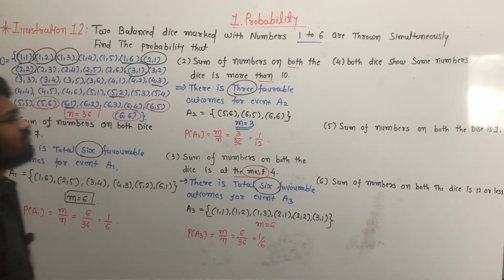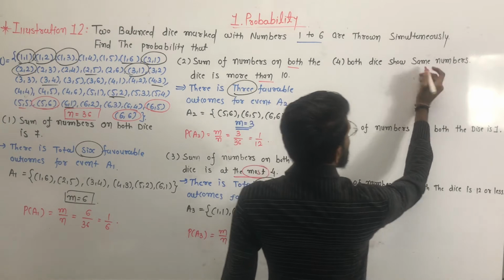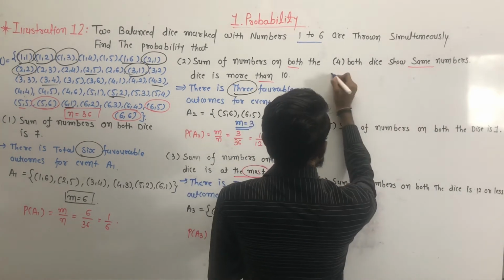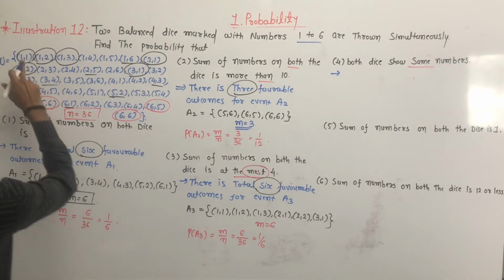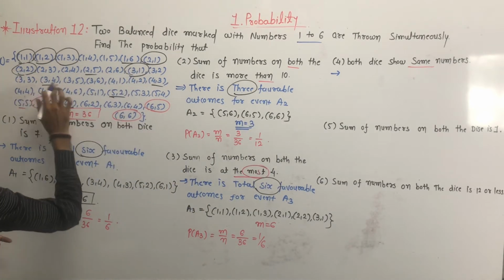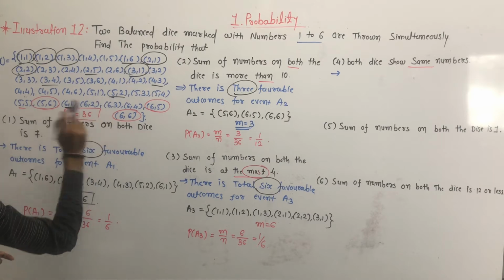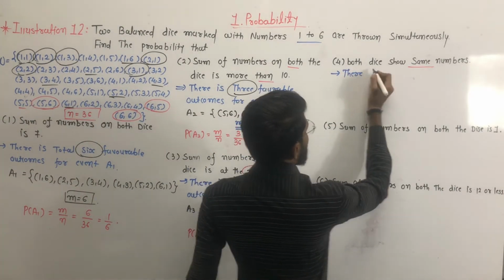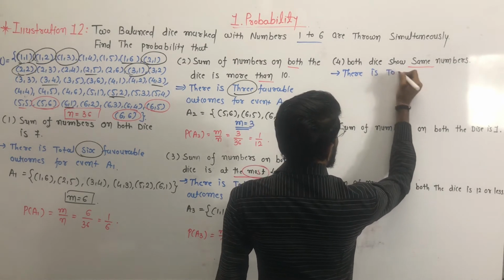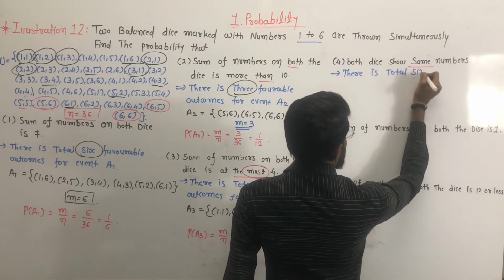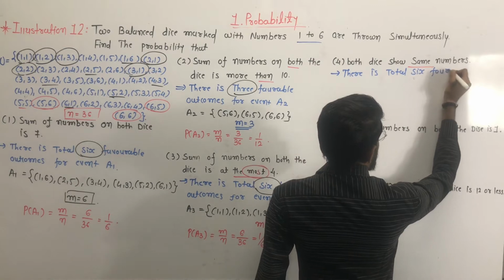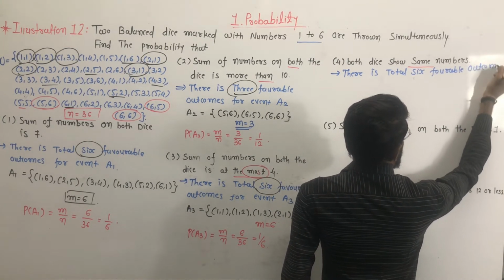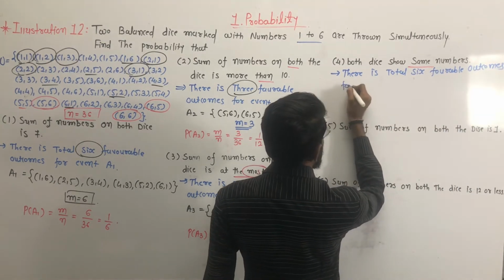Okay. And the fourth event is that both dice show the same number. So our favorable outcomes will be 6. Same number means 1 1, 2 2, 3 3, 4 4, 5 5 and 6 6. So there is a total of 6 favorable outcomes.